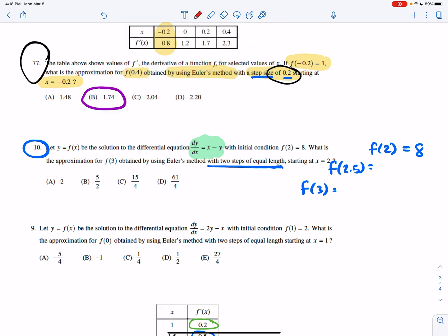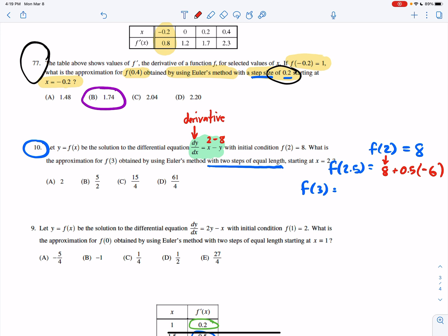All right, here we go. So f of 2.5 is going to be the previous y coordinate, which is 8, plus the step size, which is 0.5, times the derivative of the previous coordinate. So notice how this is the derivative right here, but the derivative is determined by x minus y. So if I did x minus y of the previous coordinate, I'll get -6.